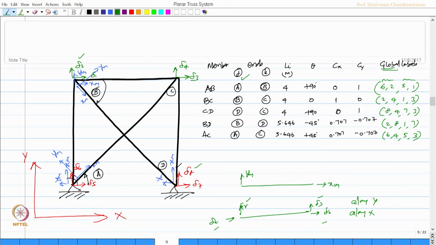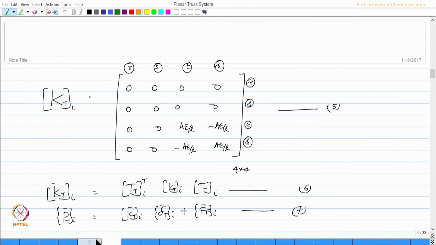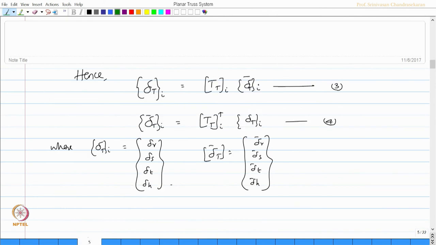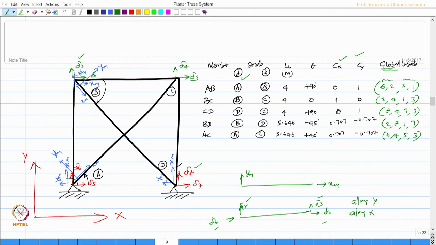Once we mark this, based upon the values of Cx and Cy, once I know them, I can easily find the transformation matrix for each member, because I know Cx and Cy. I can now find each member's transformation matrix very easily. Okay.